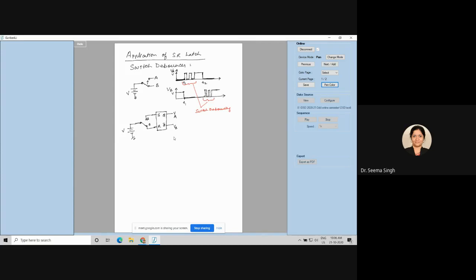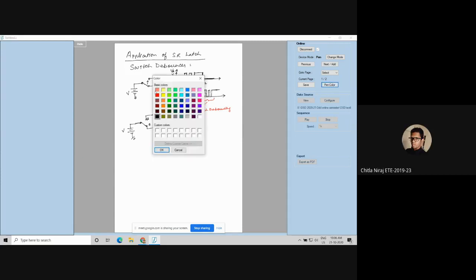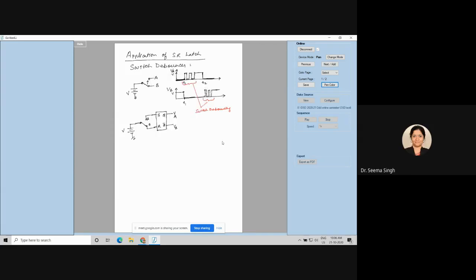When A and B both are 0, 0, or S and R both are 0, 0, it goes to which state? No change state, ma'am. It goes to a memory state. Memory state, right? Yes, ma'am. It goes to a memory state. I am trying to use the same diagram. Okay. Now you can see what happens.